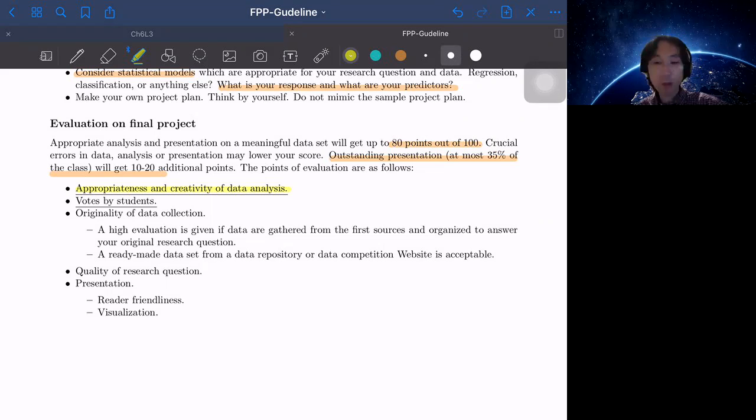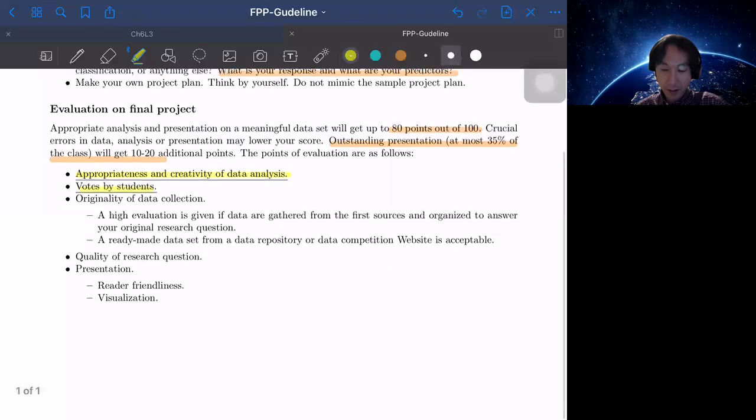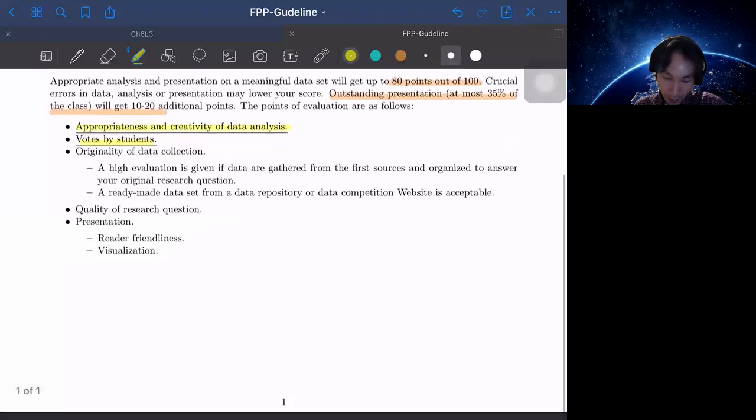Suppose one student gets the data from the Kaggle website, and one student collects the data by themselves from some specific website, such as CDC, then the latter student is more likely to get the bonus credits, even if the analysis is not too advanced. And also I would ask you to vote for the best presentation. So that also counts for the bonus credits.